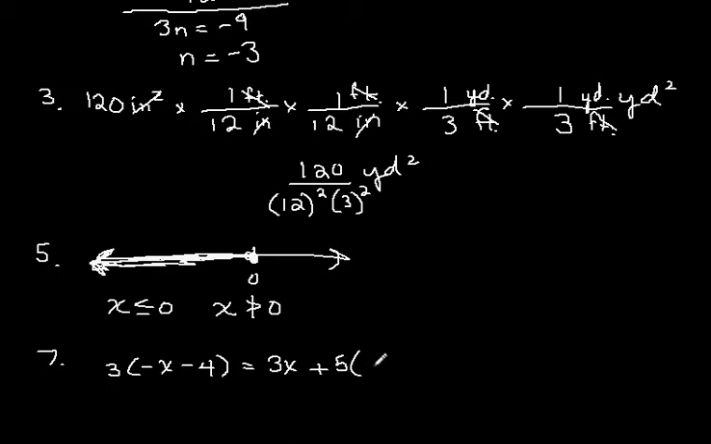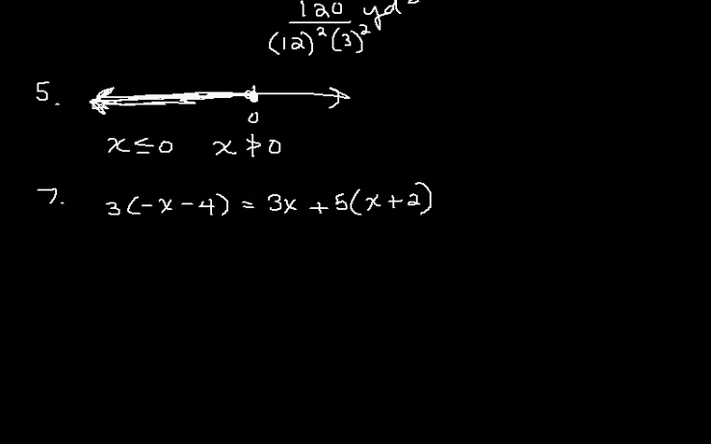5 times x plus 2. Okay, simple equation to solve. So we're going to use our distributive property. Now, a couple of you had troubles with the distributive property. You take 3 times that, and you get negative 3x. And then you take 3 times negative 4, so you get negative 12. That equals 3x, and you do the same thing with the 5.